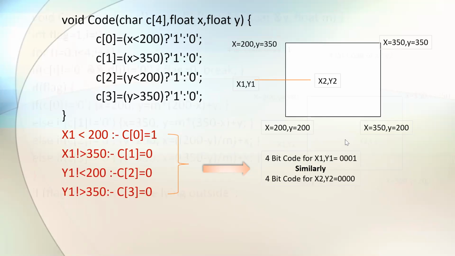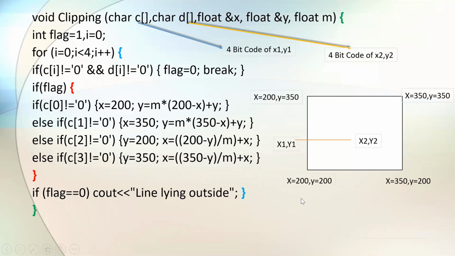Okay. Then going to the main part of our code, which is the clipping part. You see on the top, it is accepting two character arrays. One character array is the 4-bit code of x1, y1. The other character array is going to be the 4-bit code of x2, y2. Then you have the x and y value, which is going to be a new x and y, the intersection point. And you have m, which is going to be the slope.